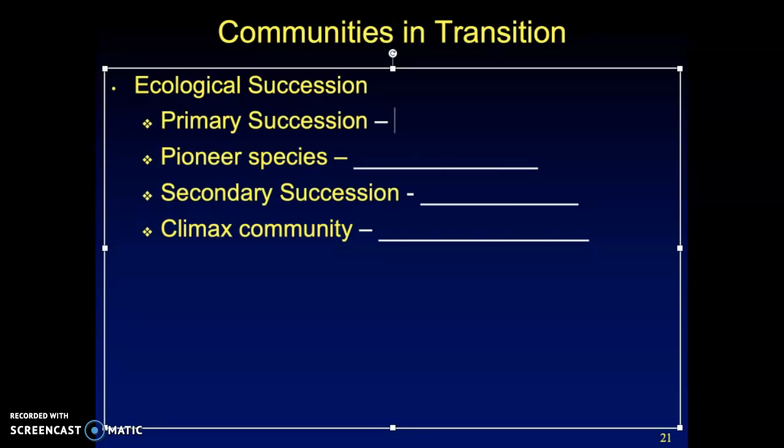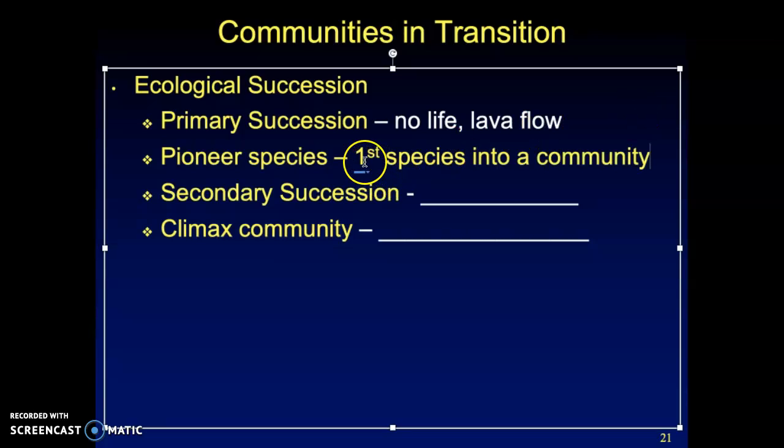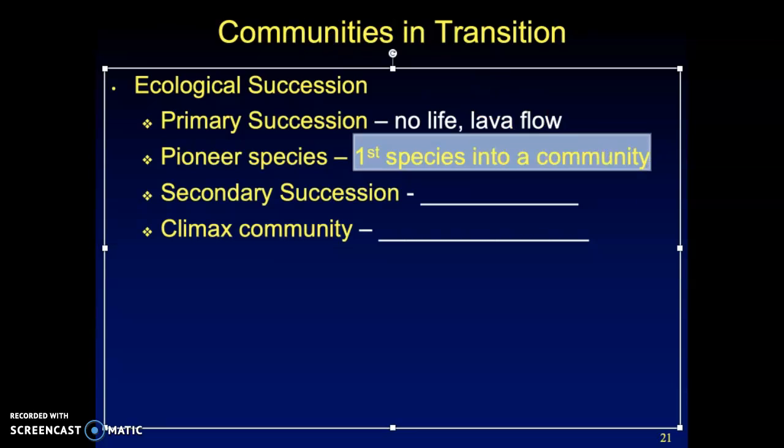Now, a community will go through primary succession if it is starting from ground zero, no life. So imagine a lava flow coming down a volcano, destroying every single thing. There's no life there. Now you have primary succession. Species will start to come into your community and create diversity. The first species in are known as the pioneers. They pave the way. They set the tone and they say, okay, we can survive in this community.